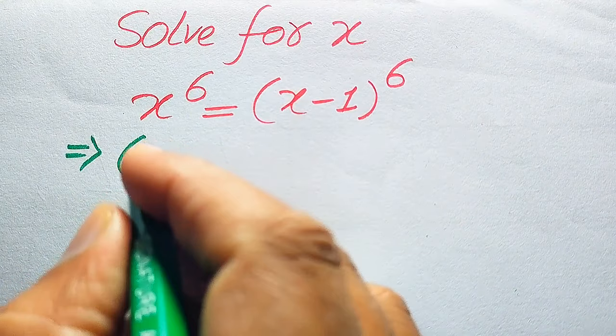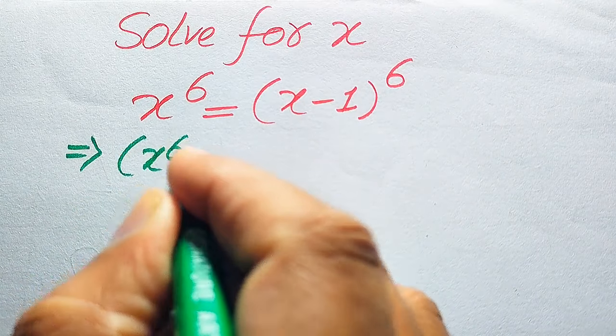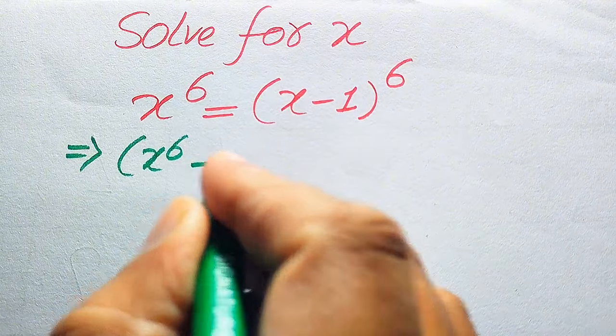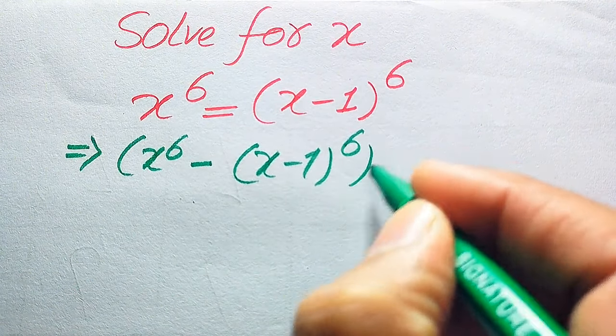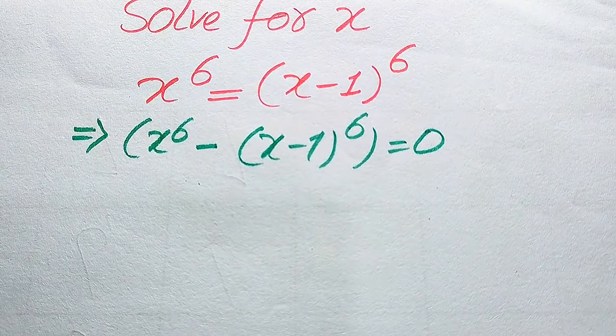So here first we need to rewrite this equation. We move this (x minus 1) to the power of 6 to the left hand side, and it becomes x to the power of 6 minus (x minus 1) to the power of 6, and this whole equation is equal to 0.